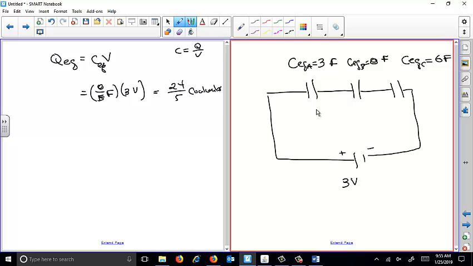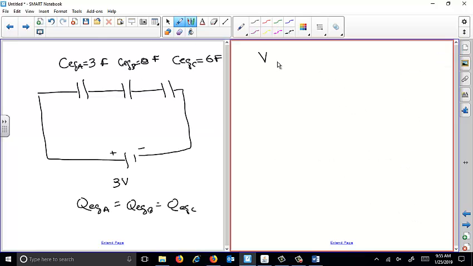So what we can say is for all three of these, the equivalent charge for A is equal to the equivalent charge for B, which is equal to the equivalent charge for C. Those are all the same. And the capacitors are different, so to find the voltage, I'll do one, you can do the others.